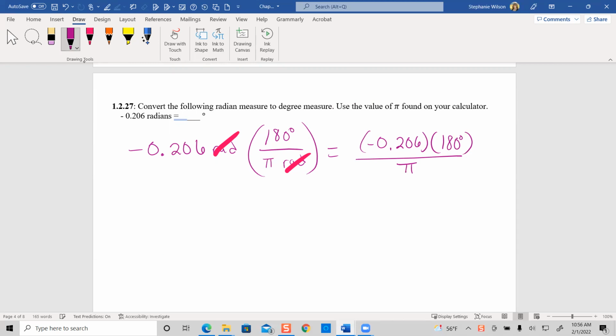So if you can't type it all in your calculator at once, you will need to multiply the top first, then divide by the bottom. Okay, so I know that negative times positive is negative, and then negative divided by positive is negative. So I went ahead and wrote that down. So in my calculator, I said 0.206 times 180 gives me 37.08 divided by pi. So now I'm going to say divide.